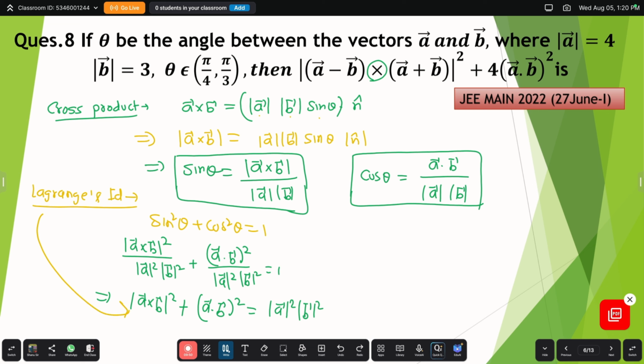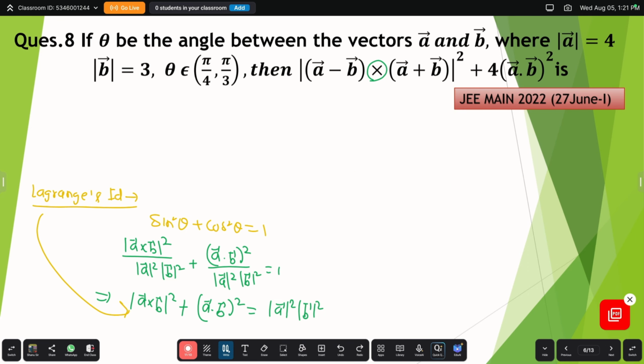How do we get to know Lagrange's identity is useful? Because of A dot B whole square and mod A cross B whole square. It is fun to solve. Now read the problem. Theta is the angle between the vectors A and B, while mod A is given 4, mod B is given 3. Then calculate this quantity.